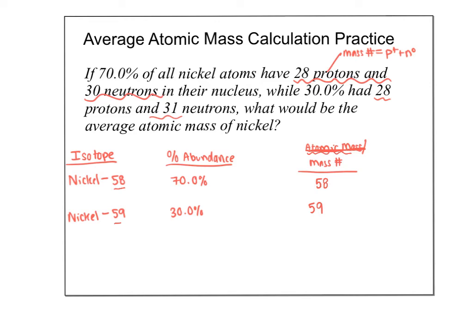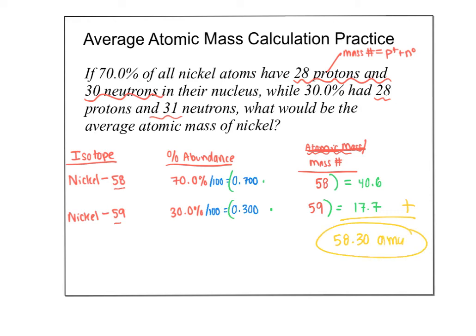So step 1, I know it's kind of hard to believe we're only on step 1 once we have to do all this work ahead of time, but we are ready to roll. So step 1, divide by 100: 0.700, divide by 100, 0.300. Multiply. So 0.7 times 58 gives me 40.6. Multiply. 0.3 times 59 gives me 17.7. Add those bad boys up, I get 58.30 AMU.